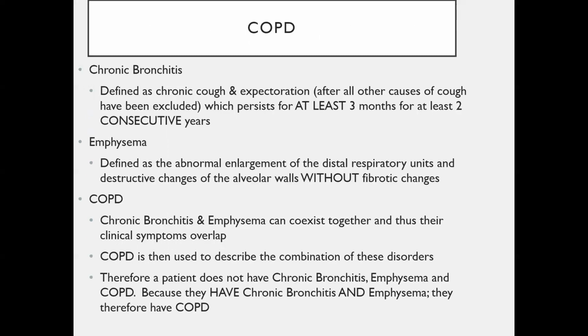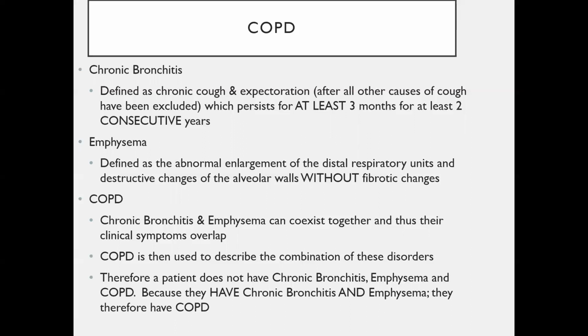So chronic bronchitis is defined as a chronic cough and expectoration, so goo comes out, which persists for at least 3 months for at least 2 consecutive years. So they're not going to be diagnosed with chronic bronchitis for at least 2 years while we're monitoring them. They've got to have 3 months in each of those 2 years.